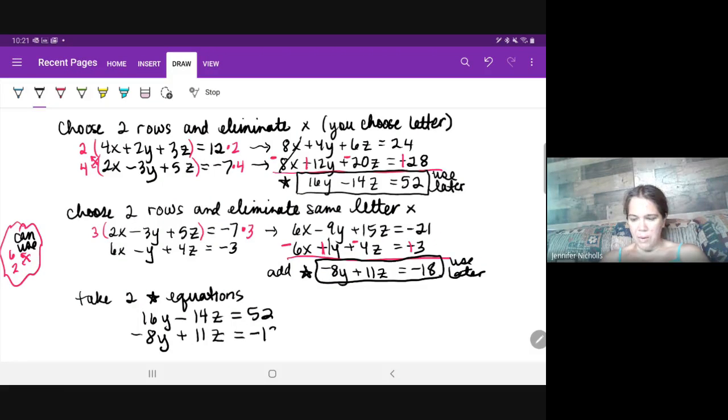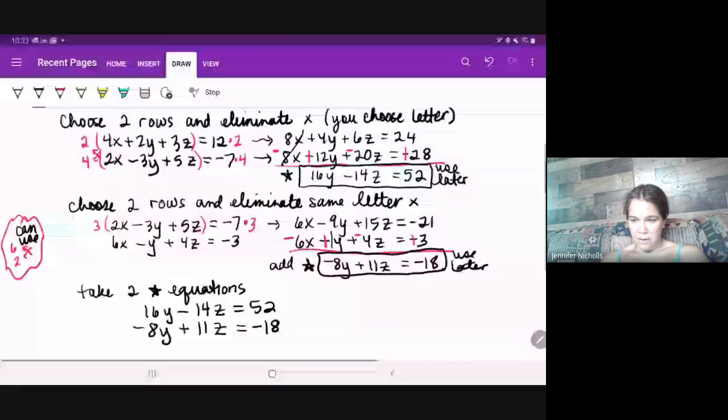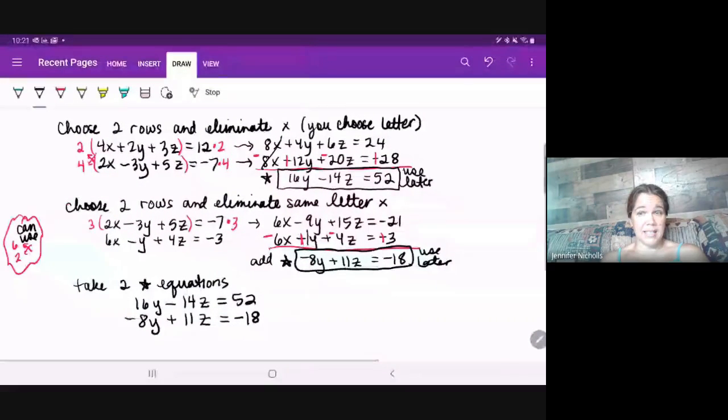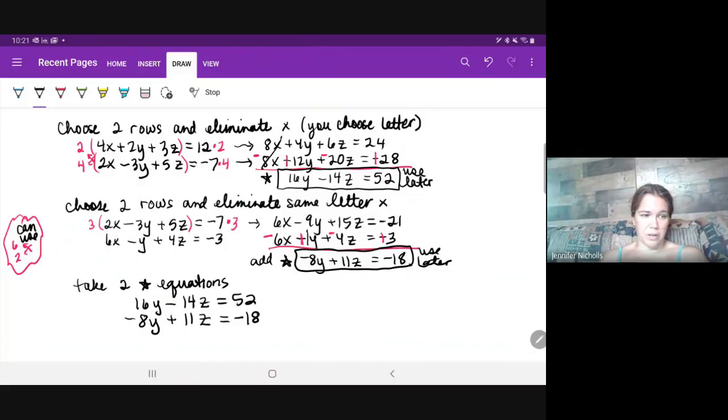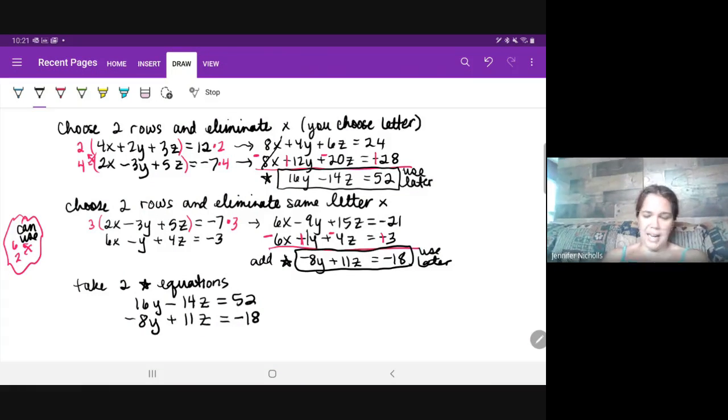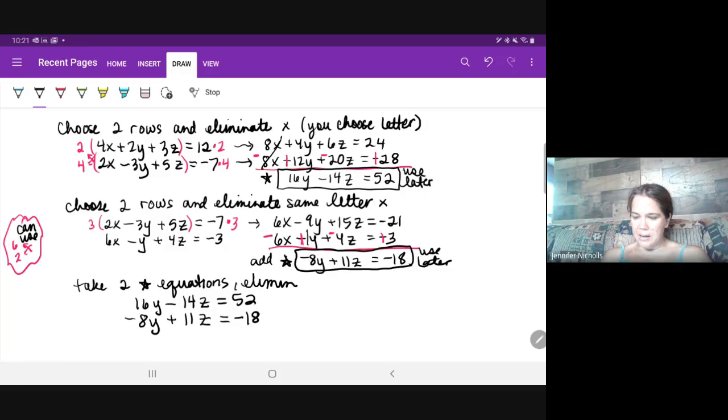Now, do you see why I got rid of the same letter? Oh, and this, you guys, is algebra 2. You've never seen this before. So algebra 1, we do not have 3x3 systems. Okay, so definitely this is brand new. But it's using tools that you already did. Exactly. Take the two starred equations and eliminate a new letter.